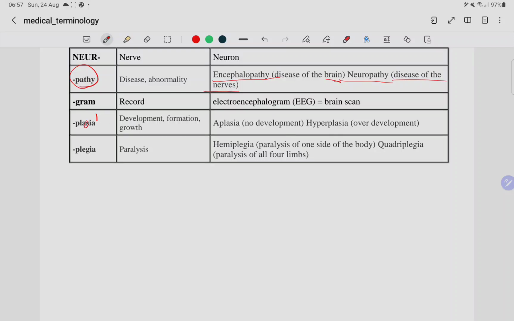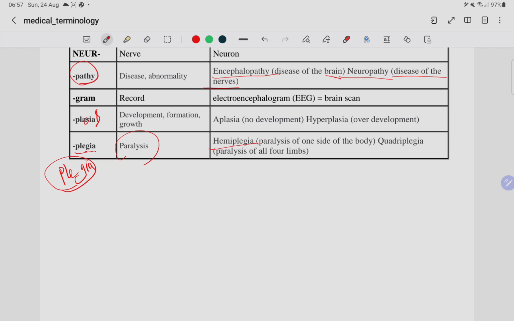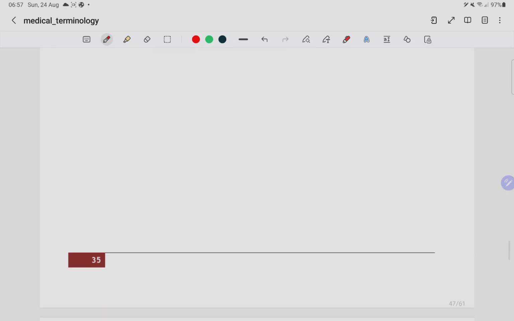Plasia was with S. When it comes with G, plegia, it means that there is paralysis. So when I say hemiplegia, it means half of the body is paralyzed, and when I say quadriplegia, I mean that 4 limbs are paralyzed.